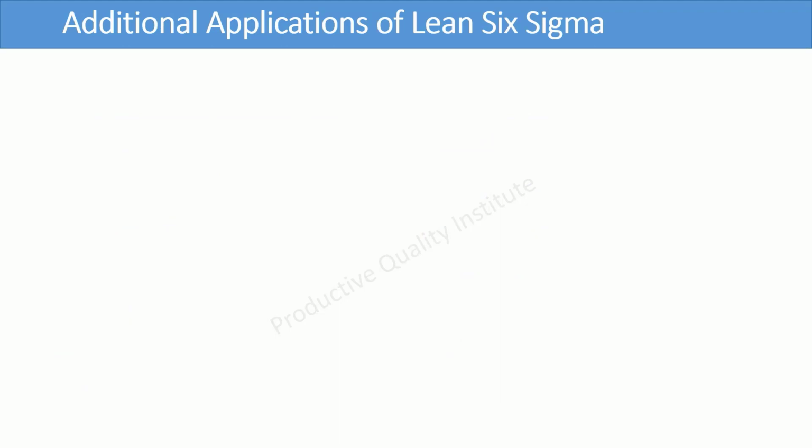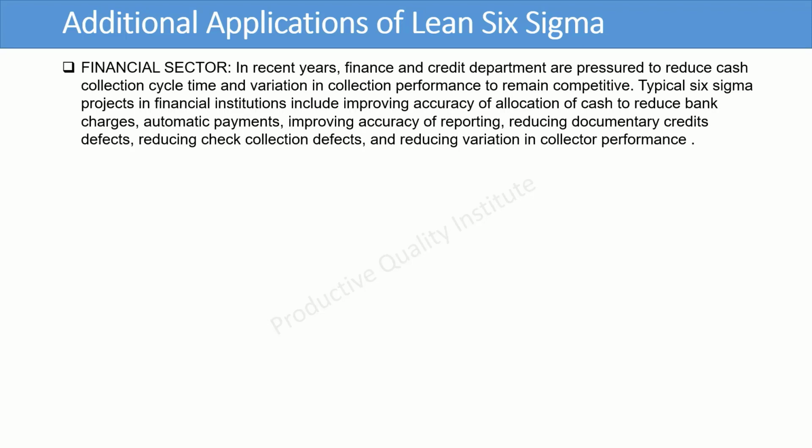There are many additional applications of Lean Six Sigma in different sectors, such as the financial sector. In recent years, finance and credit departments are pressured to reduce cash collection cycle time and variation in collection performance to remain competitive. Typical Six Sigma projects in financial institutions include improving accuracy of allocation of cash to reduce bank charges, automatic payments, improving accuracy of reporting, reducing documentary credits defects, reducing check collection defects, and reducing variation in collector performance.